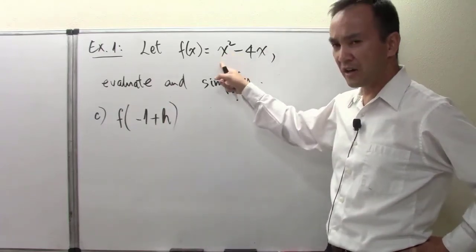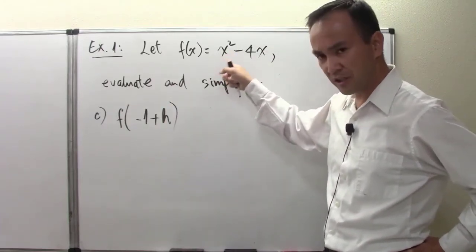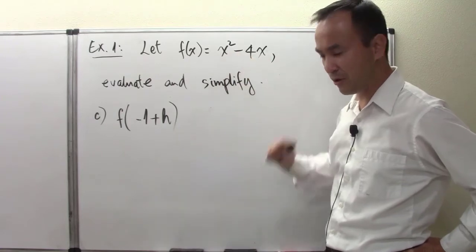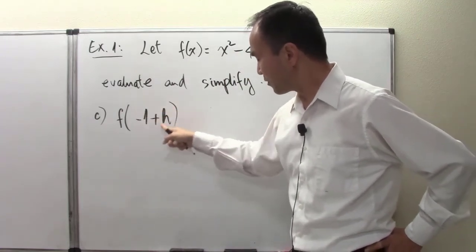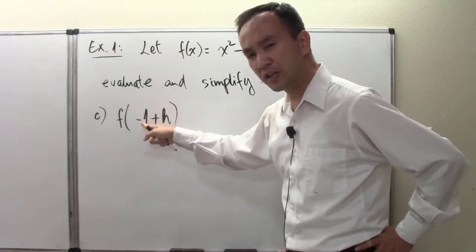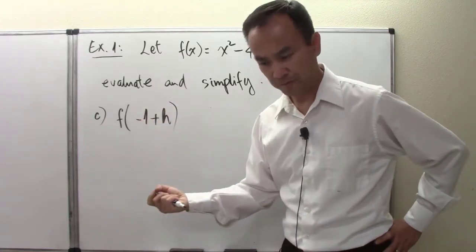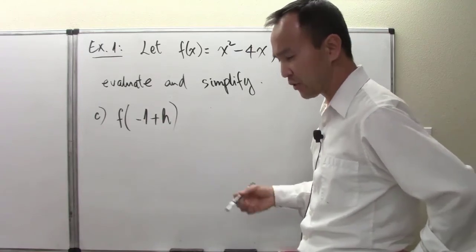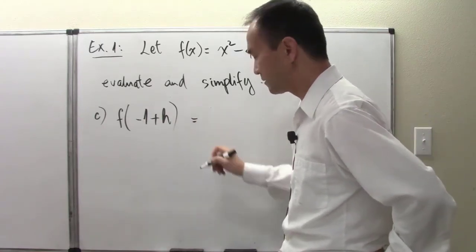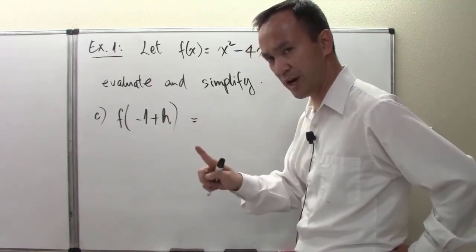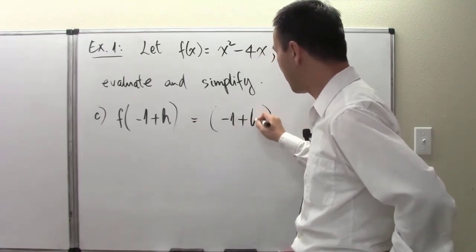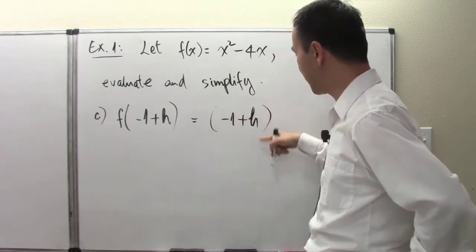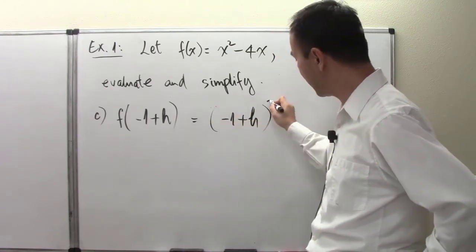The rule of the function says we square the inputs and subtract 4 times the inputs. So in this case, we're letting the input be minus 1 plus h as an expression. The rule says we're going to square the input. So first thing to come, the input is negative 1 plus h. I'm going to square the input. That's why parentheses and square.